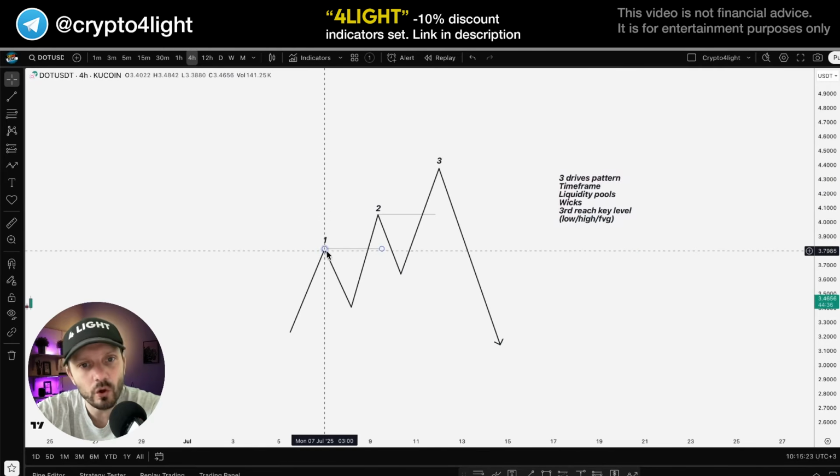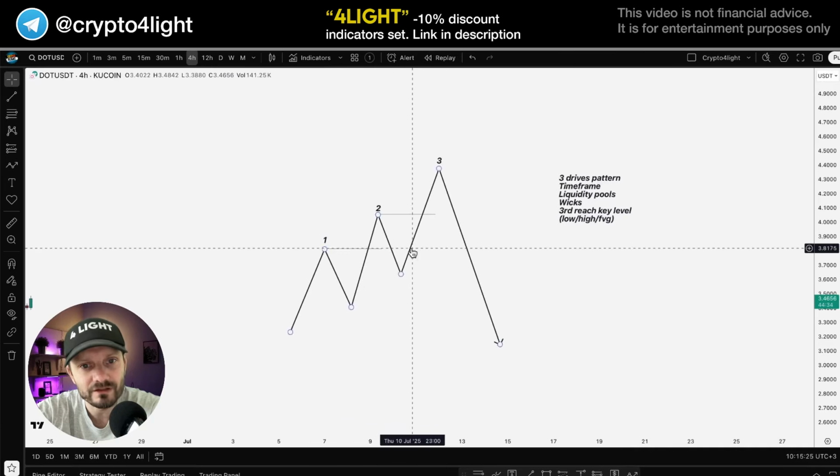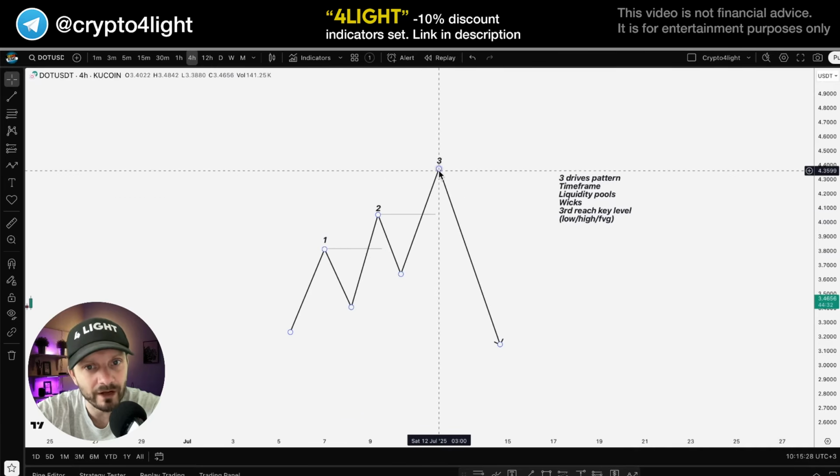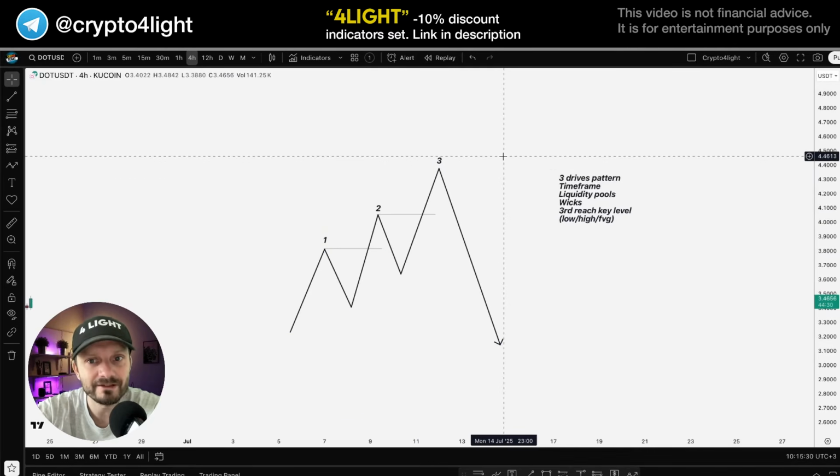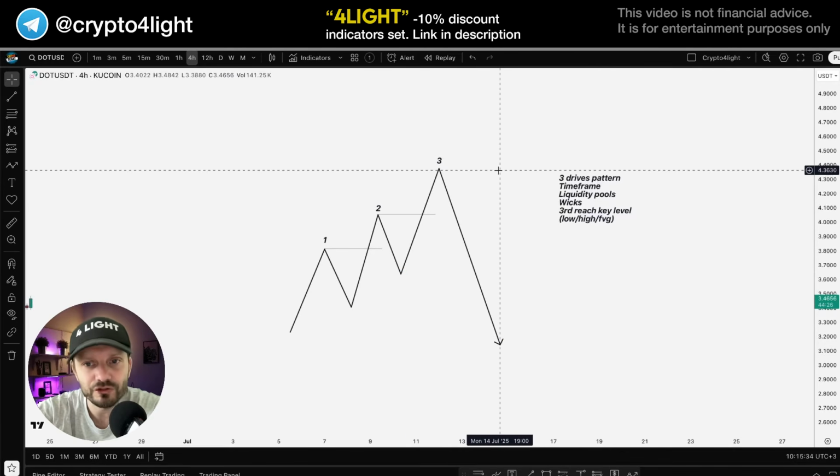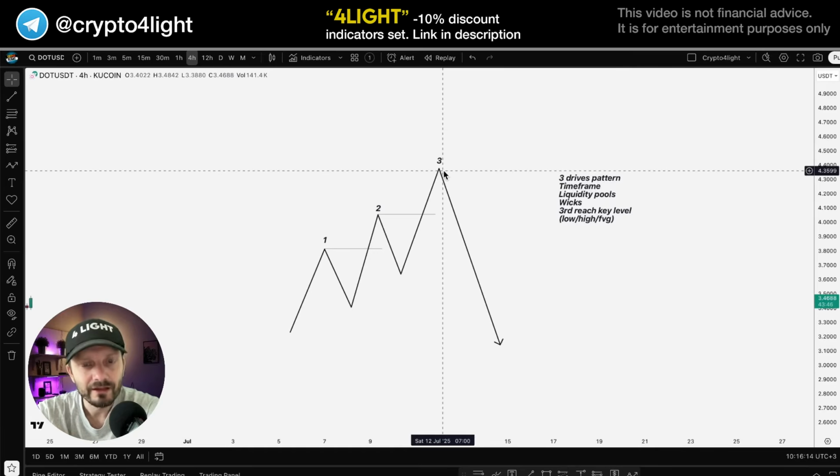Next one, it's the liquidity pools. So we have to all the time sweep the liquidity. Sweep. The third one should test some by wicks or by body candles. The third top should test also some key level. It can be usually a lower high or higher high or all-time high. It can be the lower low, lower high, and favorable gaps. The third wave should hit, test and get a reaction at some key level. In this way, it will be a valid three drives pattern.